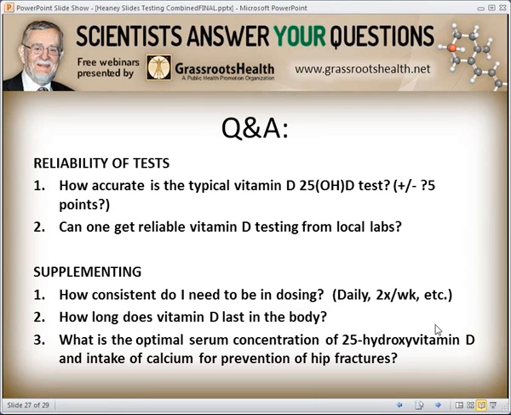Okay. Can one get reliable vitamin D testing from local labs? I think that's a very general type question, but maybe you could still comment on it, please. Well, it depends on the local lab, doesn't it, Carol? Right, it does. Most of them, in my experience, send them out to some of the big central labs.